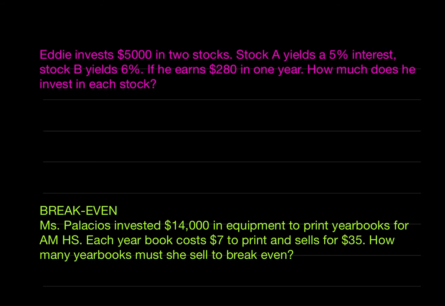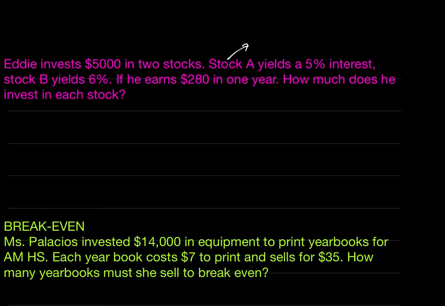So this one says Eddie invests $5,000 in 2 stocks. Stock A yields a 5% interest. Stock B yields 6%. If he earns $280 in 1 year, how much does he invest in each stock? So if we want to make stock A the X, stock B the Y, what's one relationship we know about them?